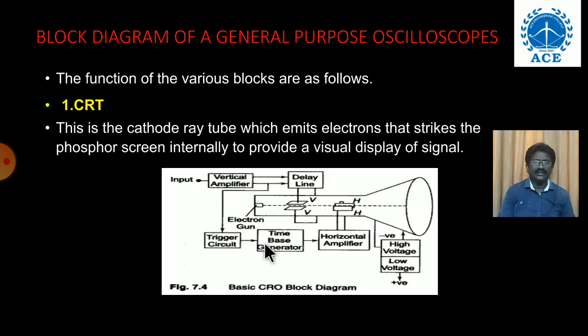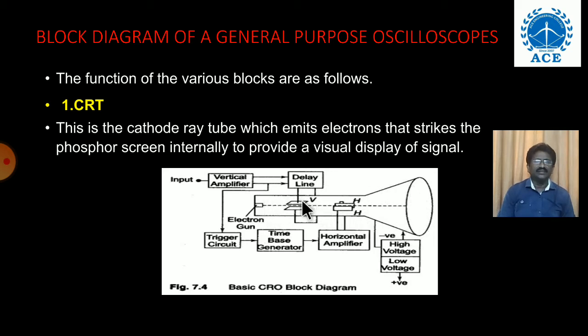So this is the basic block diagram of the general purpose oscilloscope. It has blocks such as the vertical amplifier, delay line, trigger circuit, time base generator, and horizontal amplifier. This is the power supply section. As I have mentioned here, there is high voltage and low voltage also. High voltage is negative and low voltage is positive. So you can observe it like this. This is the basic arrangement of the CRO. Here, first one is the CRT. This is the part of the CRT.